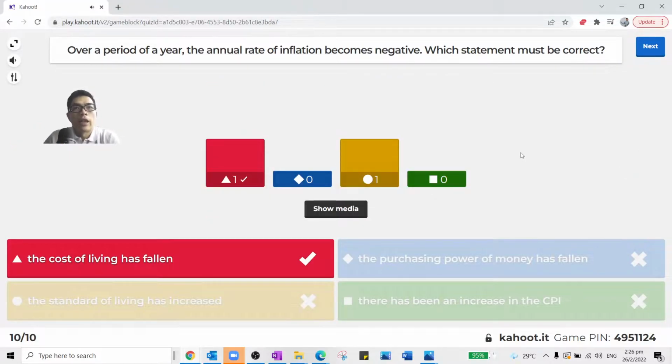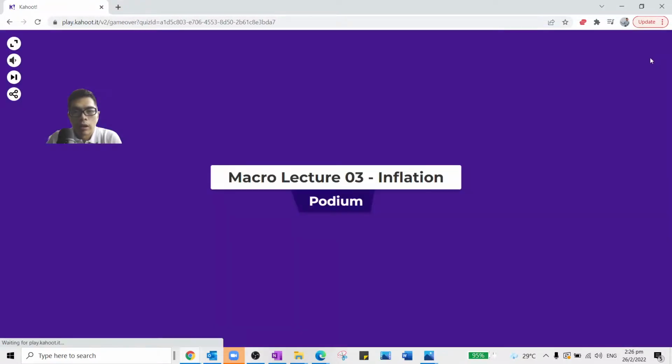Cost of living has fallen. This can only occur when there is deflation.